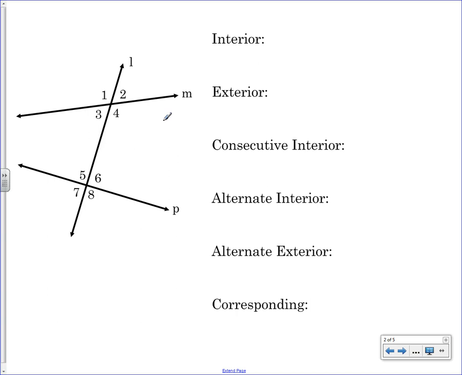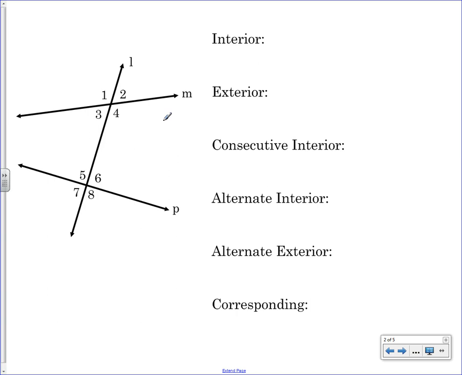We're going to talk about interior. What's interior mean? Basically, inside, right? Something like that. What's exterior? Outside. We've already talked about that a bit. Consecutive interior might be new to you, right? Alternate interior, alternate exterior, corresponding. Those might be new to you in this fashion, but they're not like super scary, okay?